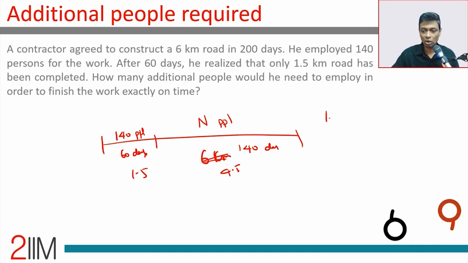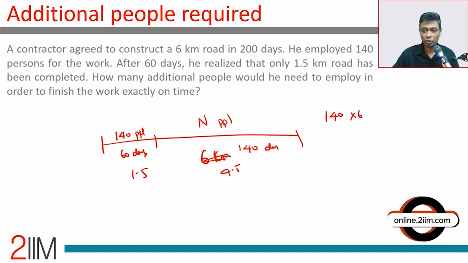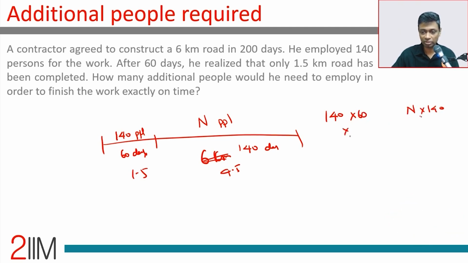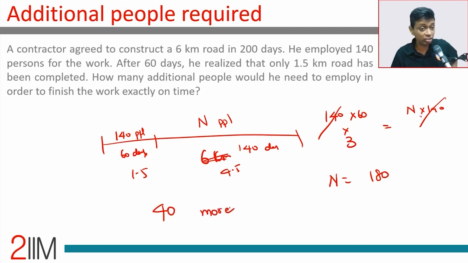1:3, or 140 people working for 60 days or n people working for 140 days. This is 3 times this. Done. 140 people working for 60 days, into 3, is n people working for 140 days, or n is 180. 140 people are already there. We want to know how many additional people will be required. 40 more. Once again, you should be blitzing these.